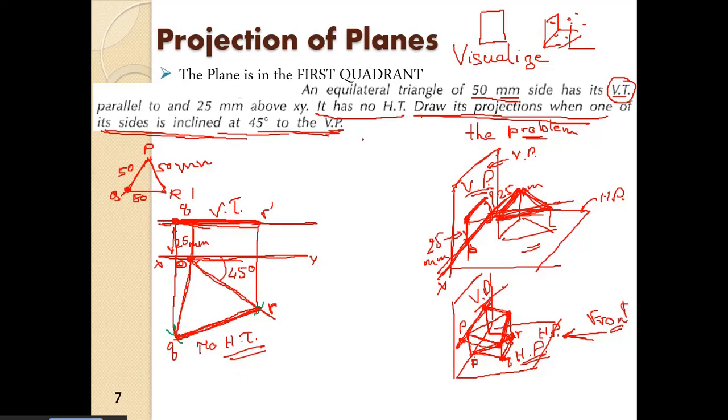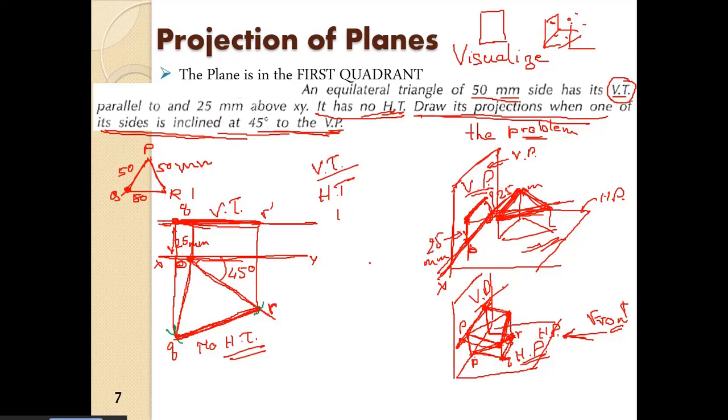So I think from the explanation it is now clear what is the vertical trace and what is the horizontal trace. If there is no vertical trace or no horizontal trace, what does it mean? If there is no horizontal trace, that means the plane is parallel to the horizontal plane, so it is not intersecting the horizontal plane at any point. If there is no vertical trace, that means obviously it is parallel to the vertical plane.